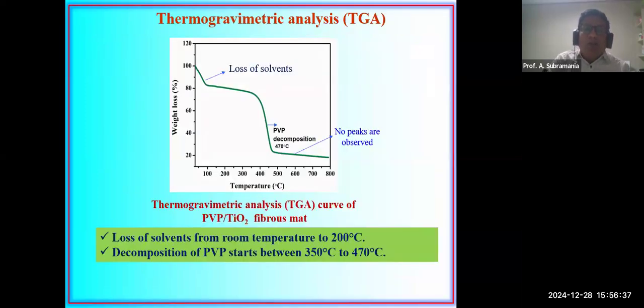The calcination temperature can be predicted by using thermogravimetric analysis. Here the weight loss versus temperature curve is presented. Beyond 470 degrees centigrade, there will be no change in the thermogravimetric curve. That means that is the required or optimum temperature for calcination of the prepared mat to get the TiO2 nanofiber.